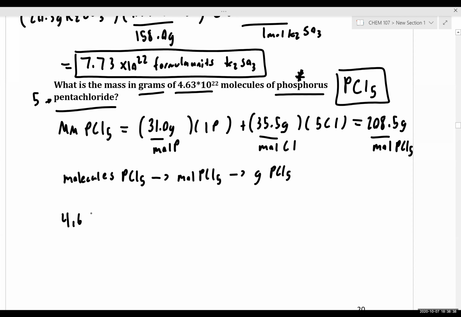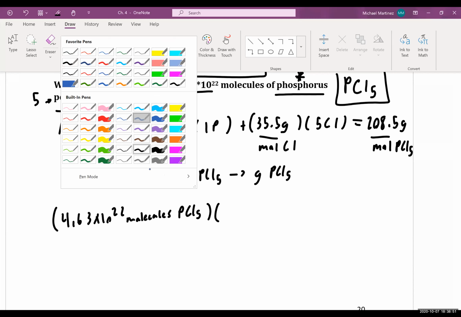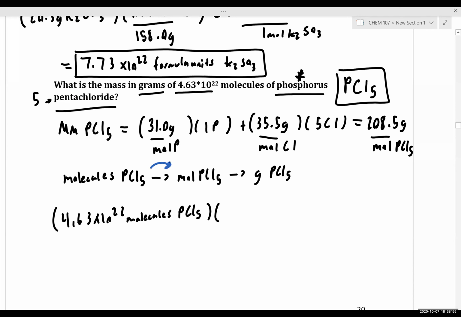So given that we have 4.63 times 10 to the 22nd molecules of phosphorus pentachloride, to go from molecules to moles, we use what conversion factor? What conversion factor gets us from molecules to moles? How do we go from molecules to moles? Mole per molecules. Yep. In that case, we're going to be using Avogadro's number, where in 1 mole of phosphorus pentachloride, we have 6.02 times 10 to the 23rd molecules.